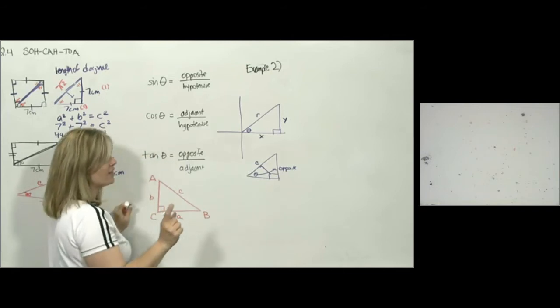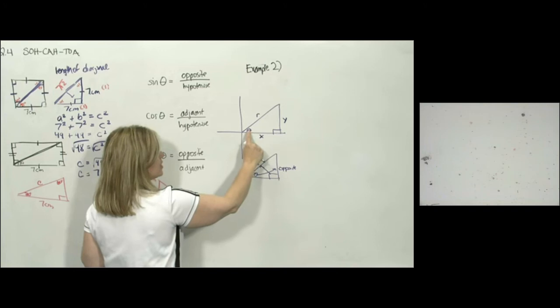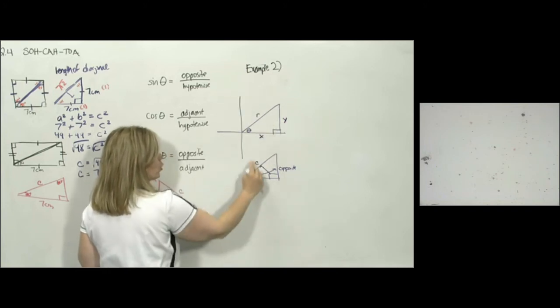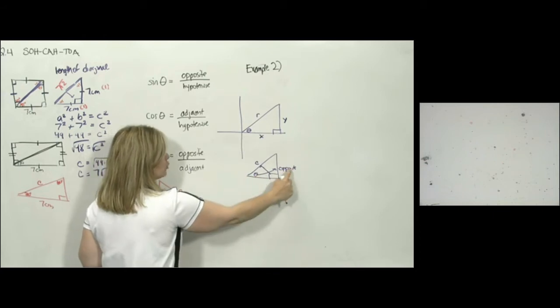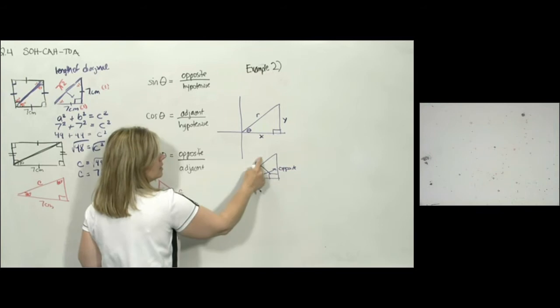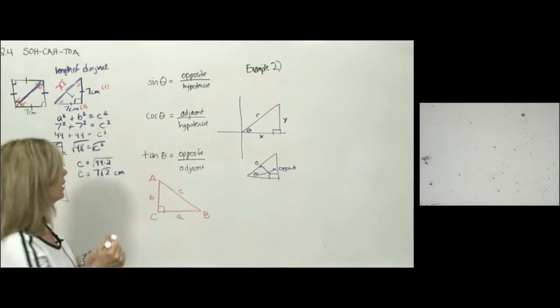I didn't change the definition. If the right triangle was drawn in the coordinate plane, sine was y over r. If I erase the coordinate plane, I'm still doing y over r. But now I'm using the words opposite and hypotenuse. So I'm not changing the definition.